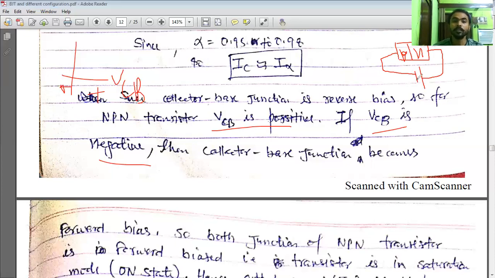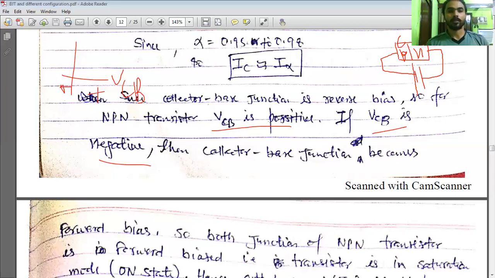Now when VCB is negative, its polarity gets changed. When polarity gets changed, this will be the higher voltage, and this side will be the lower voltage. Now see that P is connected with the higher end, N is connected with the lower end. Now this region becomes forward bias. It was reverse bias when VCB is positive. When you have converted the polarity of the VCB, this collector base region becomes, sorry, forward bias. Earlier it was in the reverse bias. When you have changed the polarity of the VCB to negative, it has gone to the forward bias.